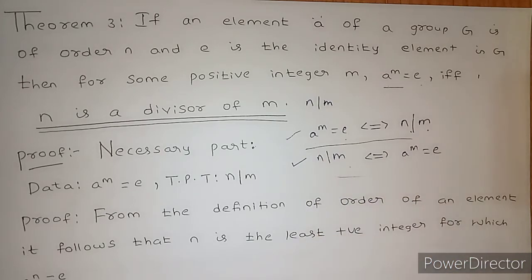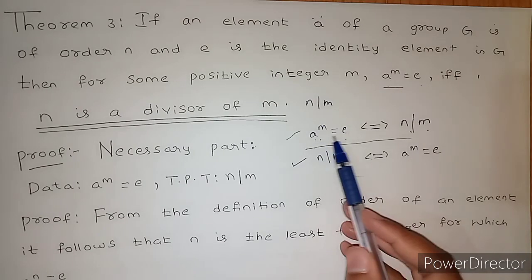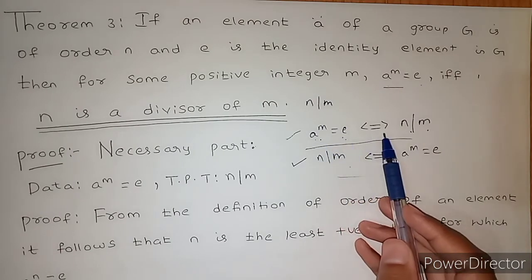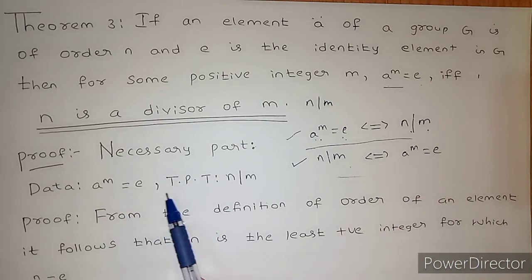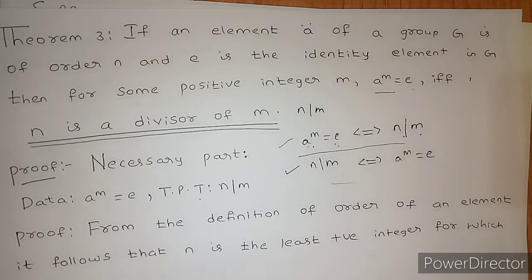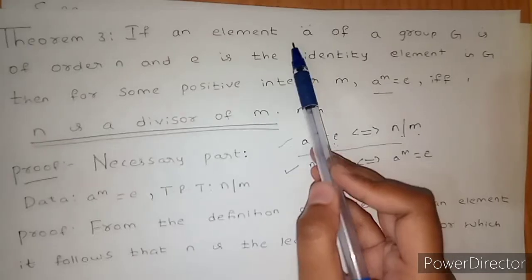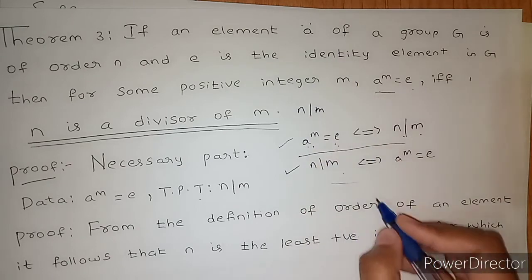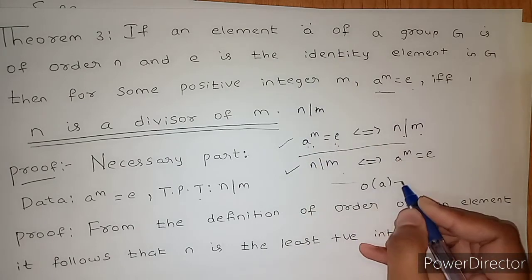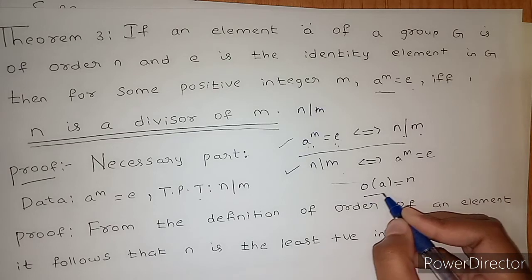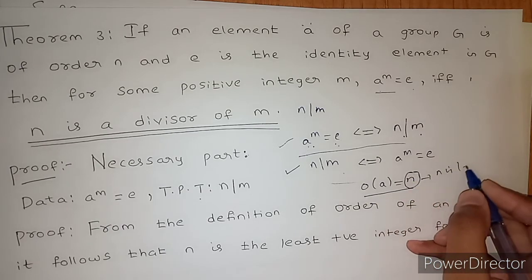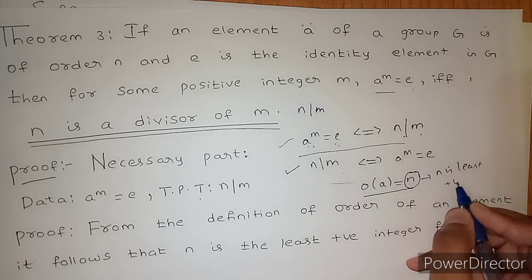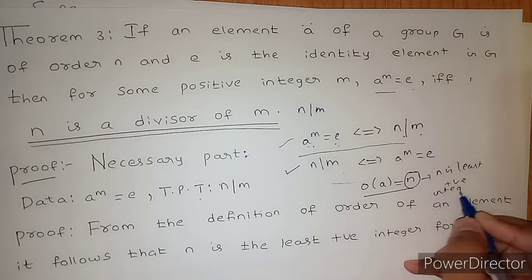First, the necessary part. The necessary part is this one: if A power M is equal to E, then we have to prove N divides M. By data, A power M is equal to E, and we have to prove that N divides M. In the question they have already mentioned that order of A is equal to N, right? That means N is the least positive integer.